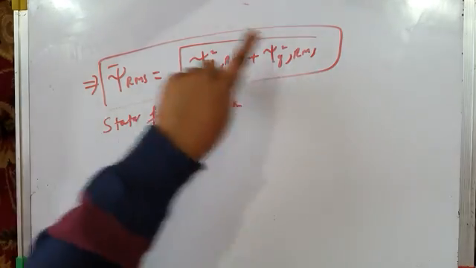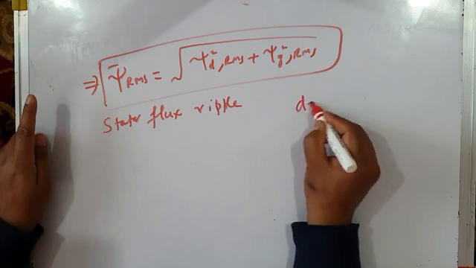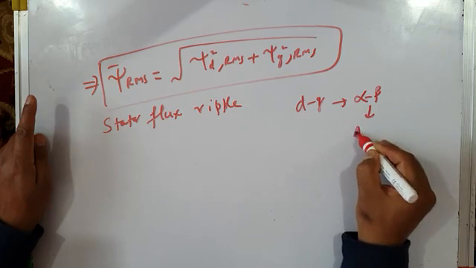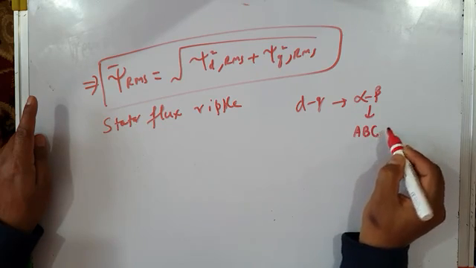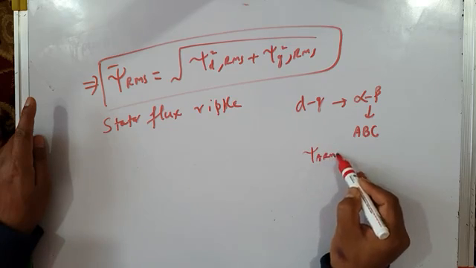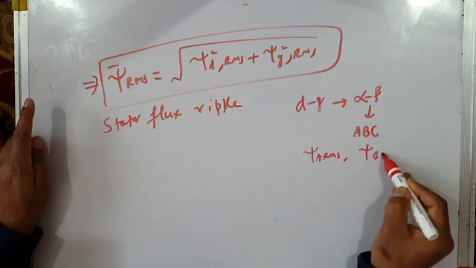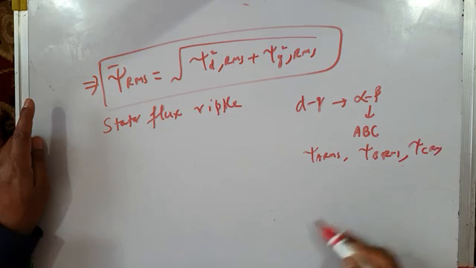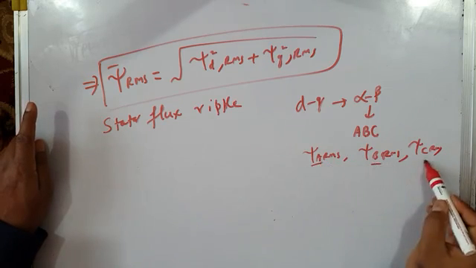This is of course in dq axis. What you have to do, you have to go back from dq to alpha beta transformation, and then from alpha beta to ABC transformation, and then you will have psi A RMS, psi B RMS, and psi C RMS, for phase A, phase B, phase C.